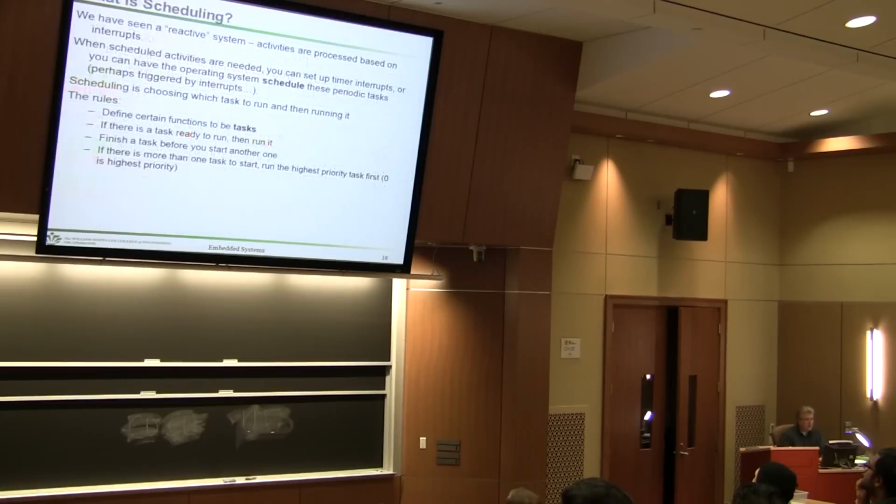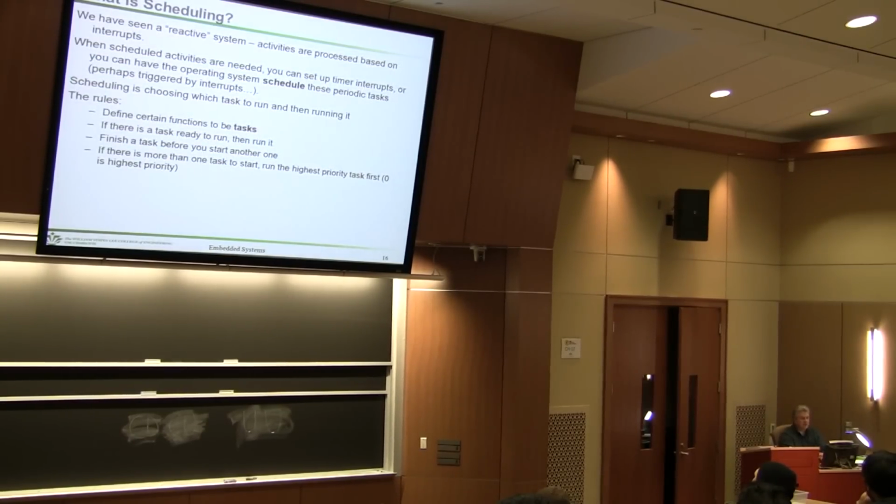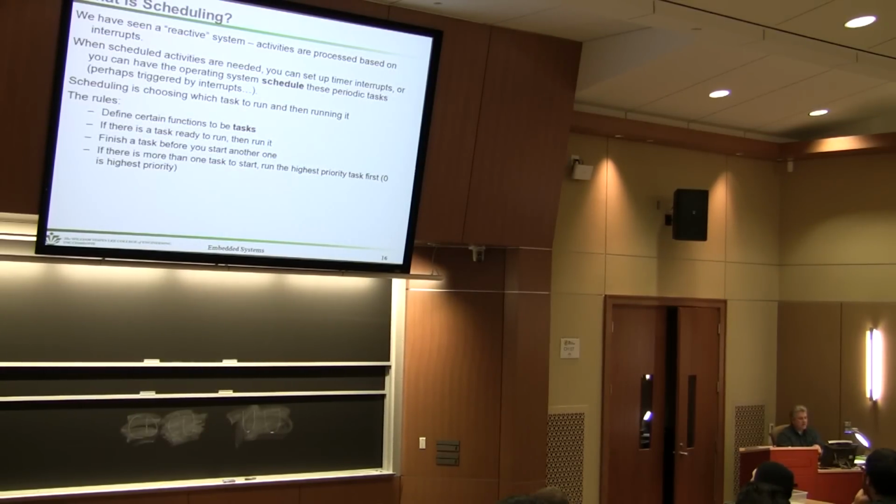So what I want to do is talk briefly about scheduling, and this is going to be helpful for your homework assignment coming up. So you see the reactive systems. In other words, activities are done based on interrupts. That was the example of the bike computer. You also saw scheduled activities where everybody gets a little bit of time. And the operating system will schedule these tasks that may or may not be identified by interrupts. But again, scheduling is such that you schedule activities only when they're needed.